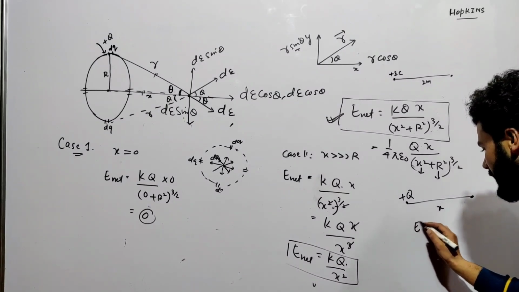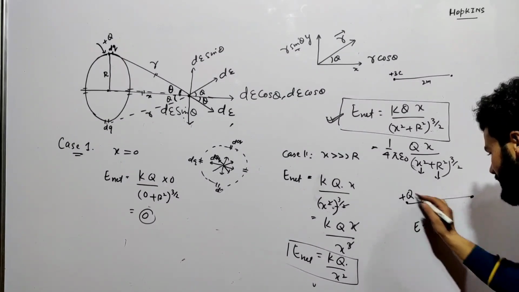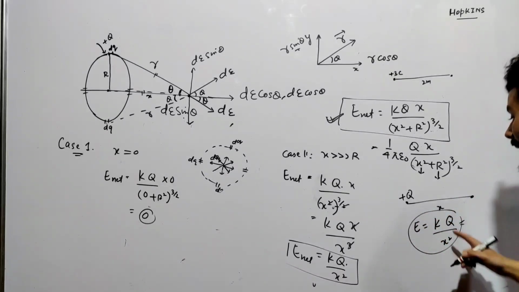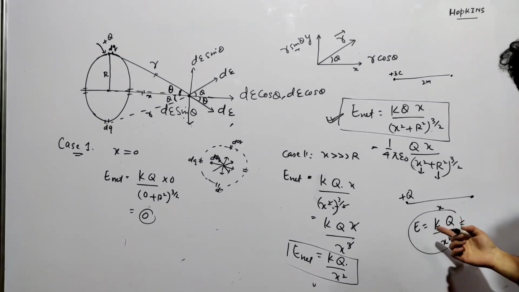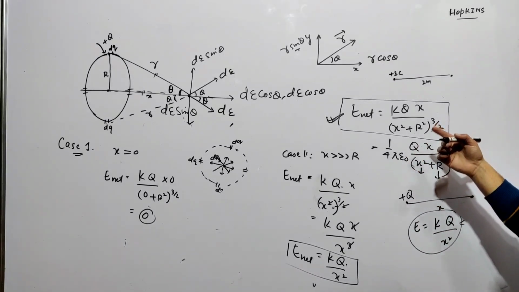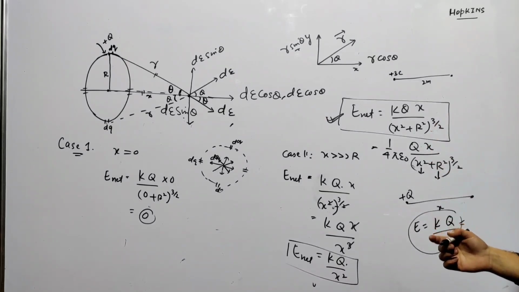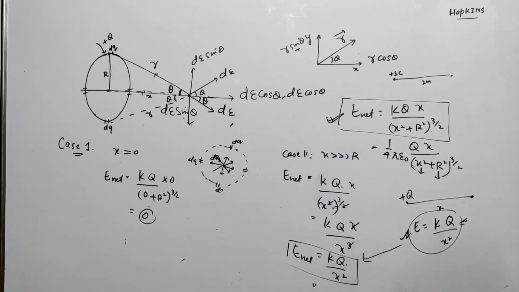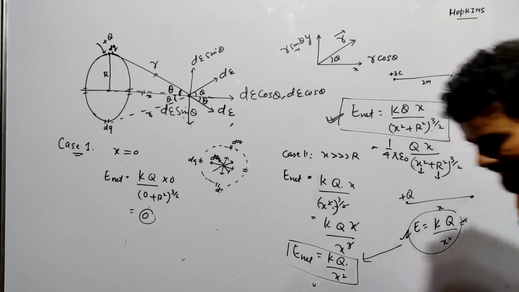Then the electric field would be given by simply k times the source charge divided by distance square. I'm using that point object formula. The formula is that the electric field is given by the source charge divided by r square, multiplied by that constant. Is that okay? So this is some physics and this is mathematics. Is that clear? So I hope you understand it.